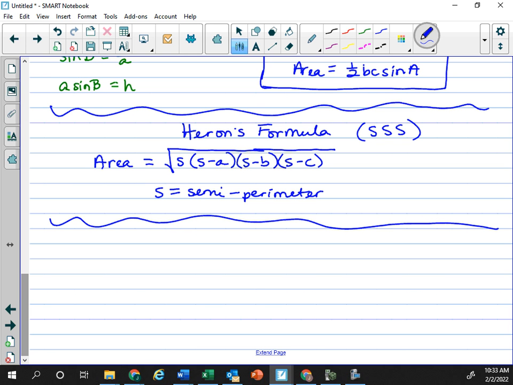All right, so let's try a couple of area problems here. Find the area. We've got angle C is 52 degrees. Side A is 11. Side B is 27.